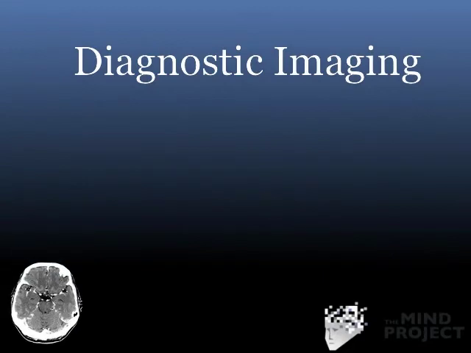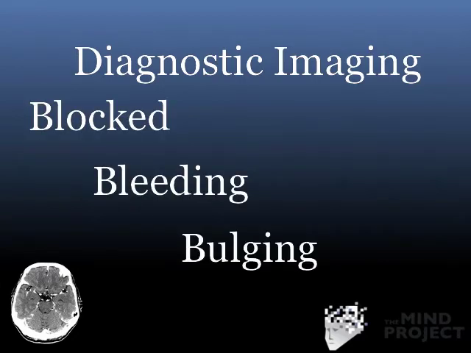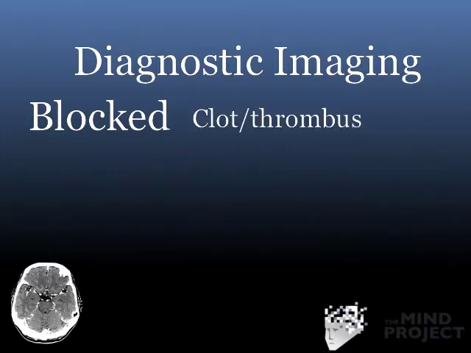The purpose of diagnostic imaging for strokes is to get a clear look at any blood vessel damage in the brain. The scans you view will help you identify the cause of the stroke. You are looking for blocked blood vessels, bleeding vessels, or bulging vessels. If you see a blocked vessel, a thrombus or clot may be the cause. You will need to know the location and how severe the block is.